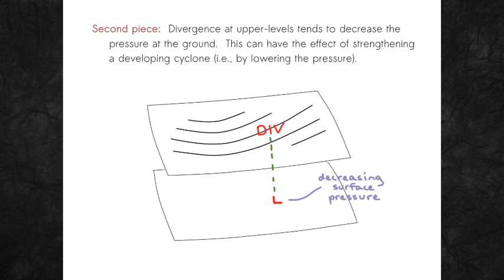So that's the second piece. Divergence at upper levels ahead of the trough removes mass from the air column, causing the pressure at the ground to drop as the air column begins to weigh less as you take mass away. Okay, that's piece number 2.